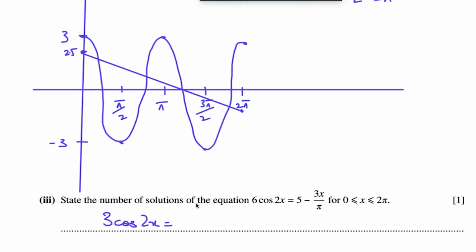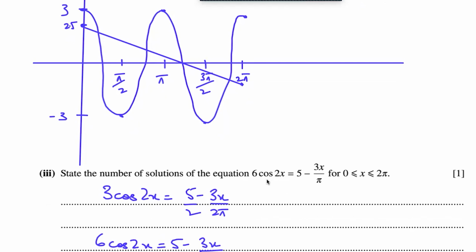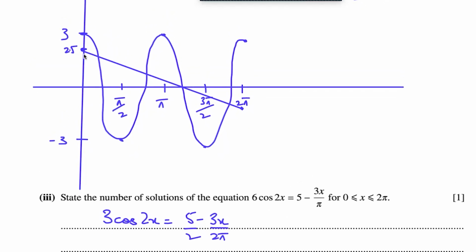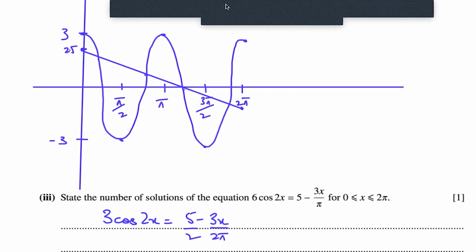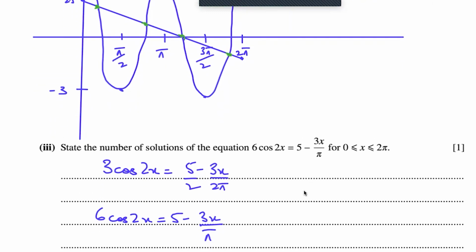So this will become 5 minus 3x upon 2 pi, 5 upon 2 minus 3x upon 2 pi. Taking 2 on the other side, we'll get 6 cos 2x equals 5 minus 3x upon pi. So we have equated the two equations, and we can see from the graph that the solutions from 0 till 2 pi are 1, 2, 3, and 4. So there are a total of 4 solutions.